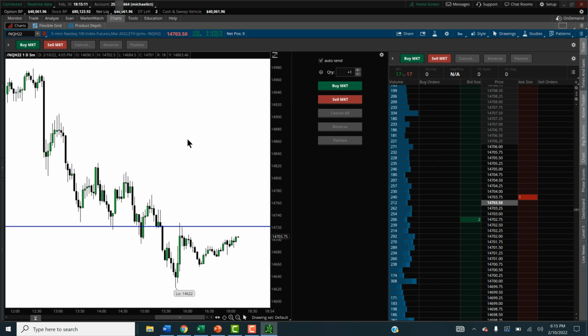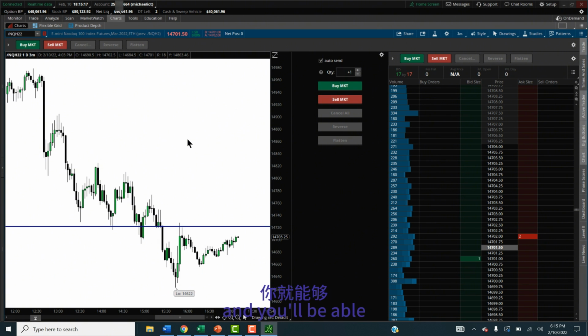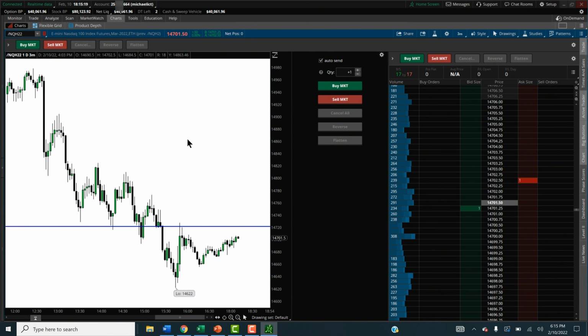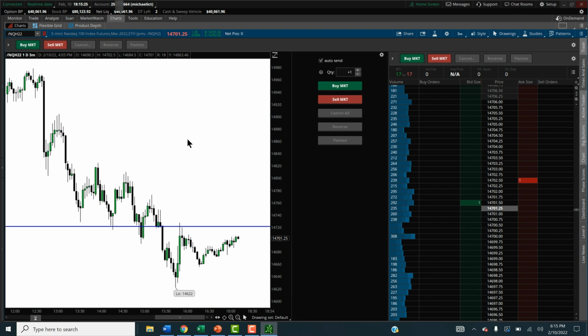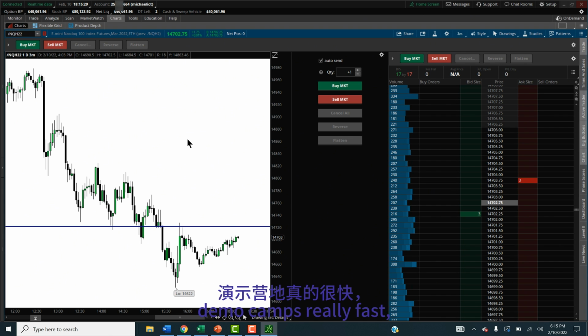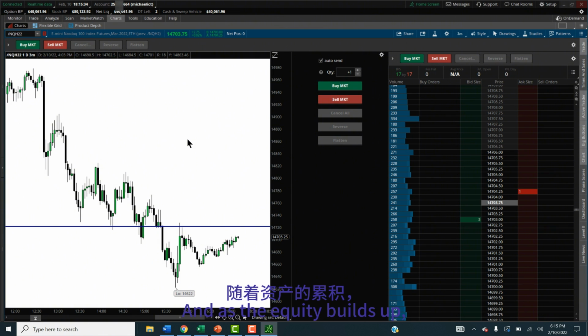So anyway, I'll teach you obviously the high frequency model tomorrow, and you'll be able to find out how you can practice with high frequency trades. You also see how I run up, like on TradingView, just like I did on MT4. I ran up the demo accounts really fast, just doing entries on lower time frames over and over and over again. And as the equity builds up, I hold a bigger position. That's all it is.